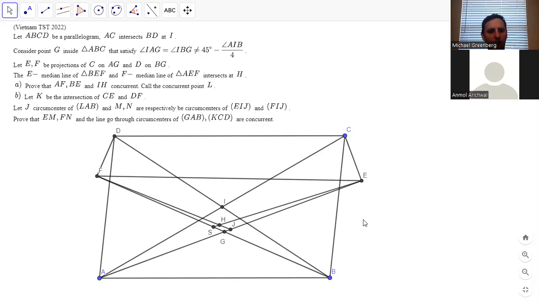Well, no, so we want AIB and EHF. Basically, can we use Desargues on those two? So then we want to see where A, B, and EF meet. And yeah, this is going to be pretty hard, I think.